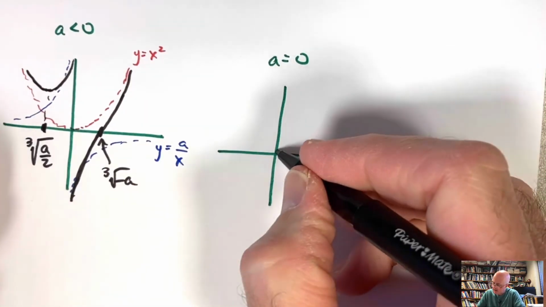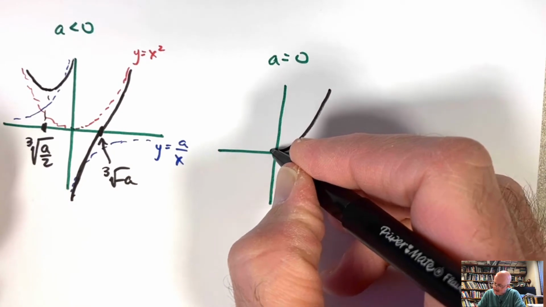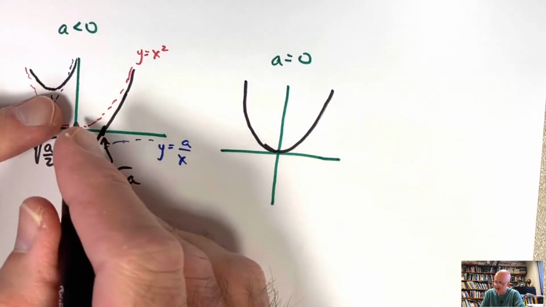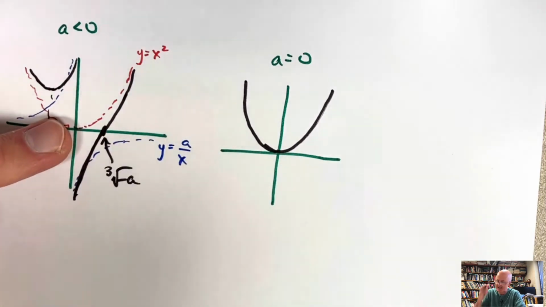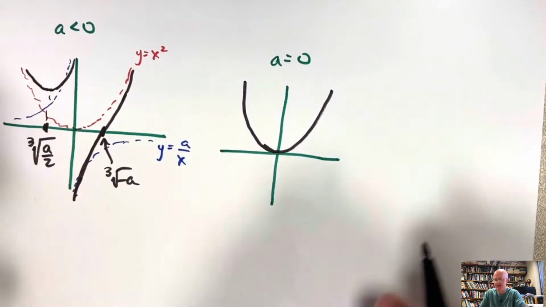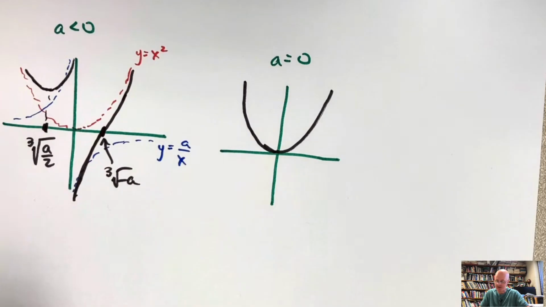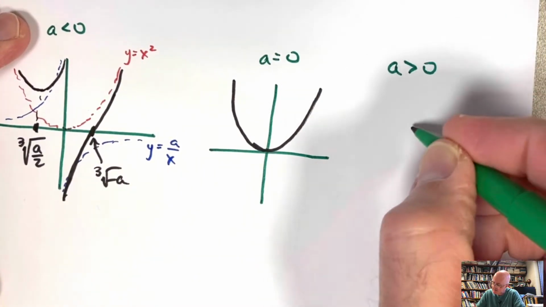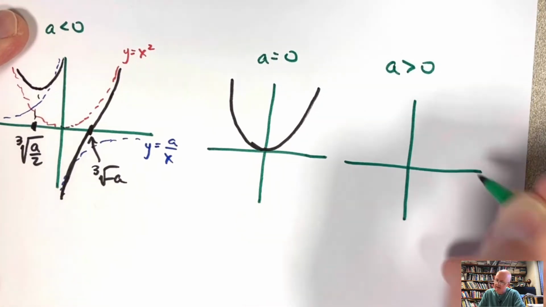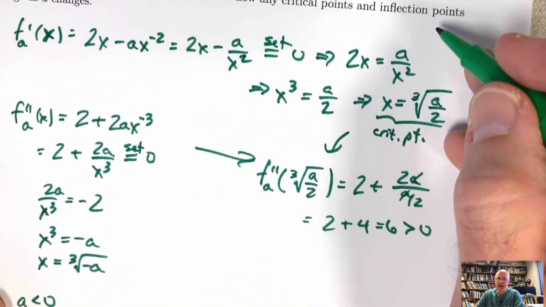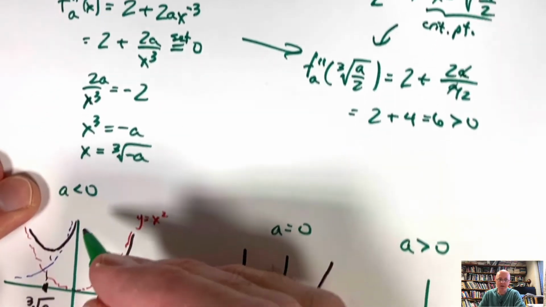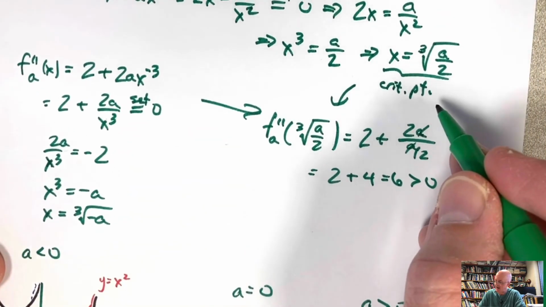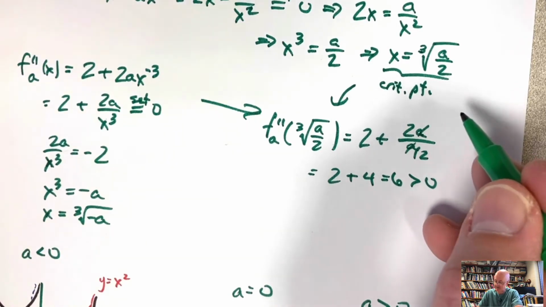So somehow, as a increases towards 0, it's like the pieces of the graph somehow have to merge for an instant into the x squared function. Interesting. We'll have to see how that happens on Mathematica. And then when a is positive, the x-intercept as well as the inflection point becomes negative, and the local min location becomes positive.